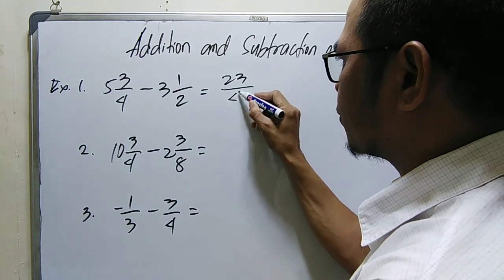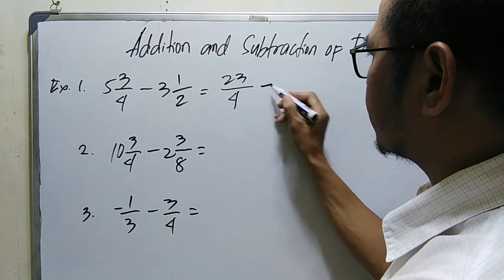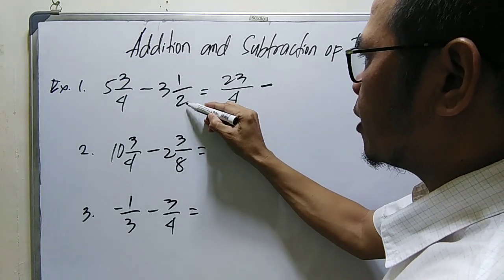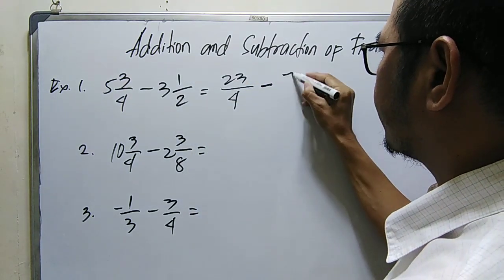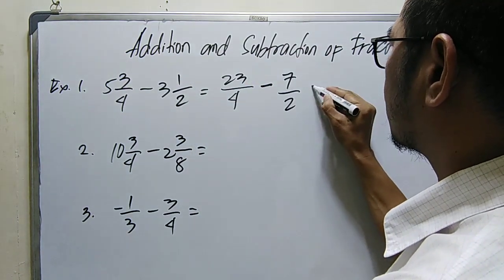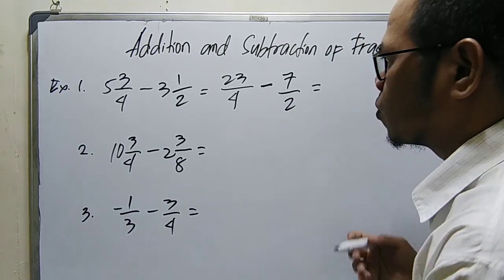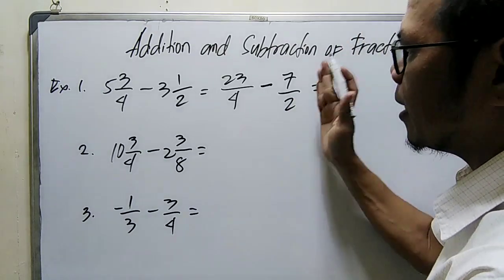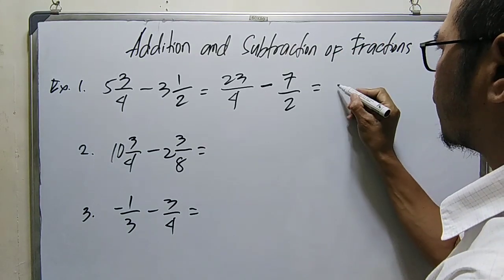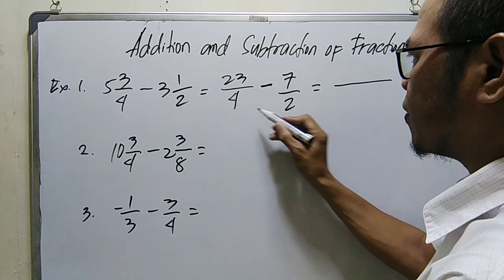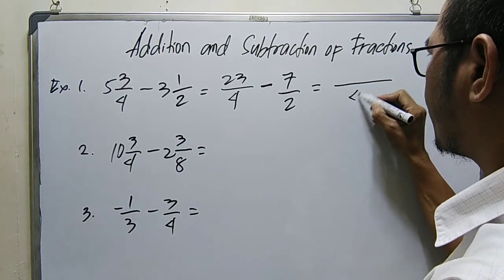Over, kopyahan natin yung denominator niya na 4. Next, kopyahan natin yung minus sign. Then, i-change natin yan. 2 times 3 is 6 plus 1 is 7. Over, 2. Okay. Then, hindi natin pwede i-subtract agad yan. So, dapat, kunin muna natin yung kanilang common, least common denominator. So, dapat yung LCD is ma-divide sa 4 at ma-divide sa 2. So, yung LCD natin is 4.